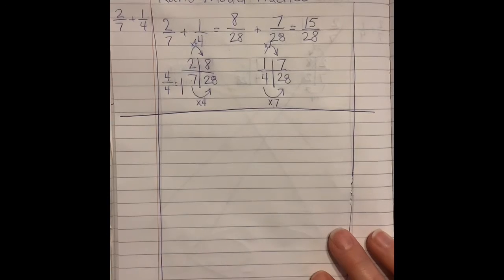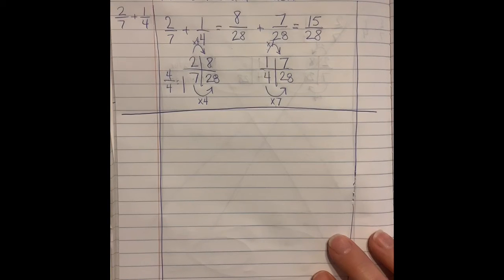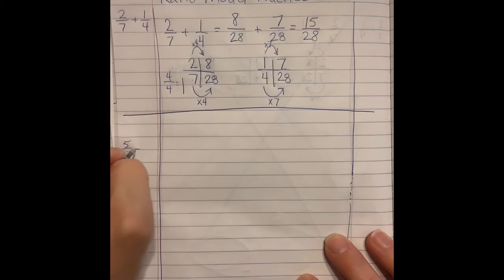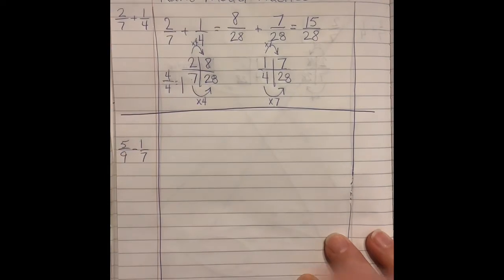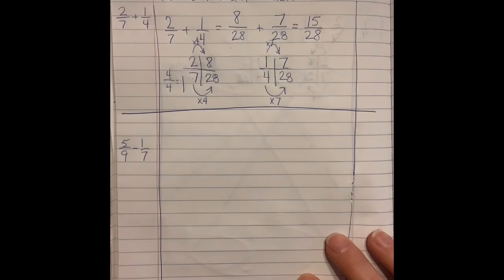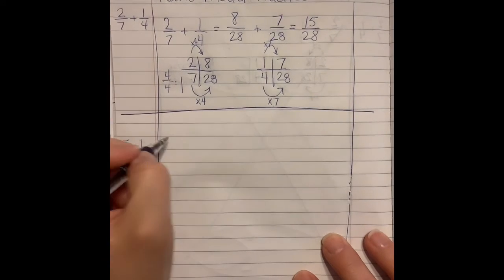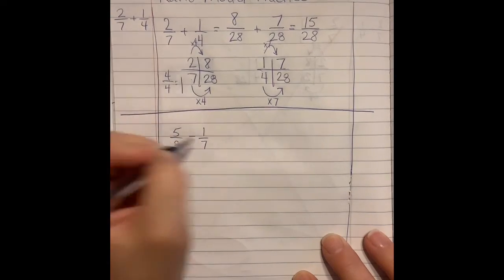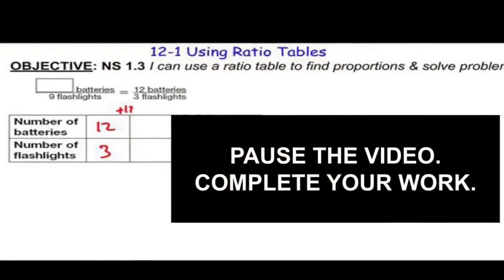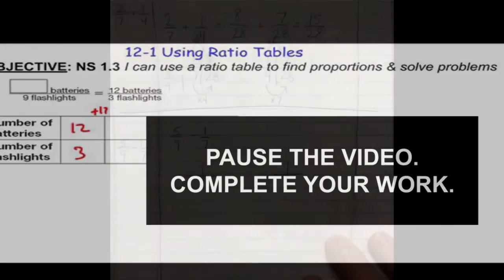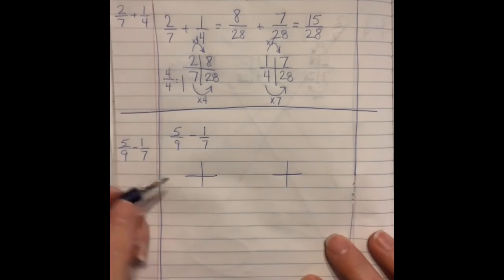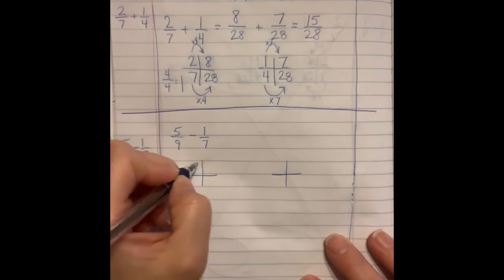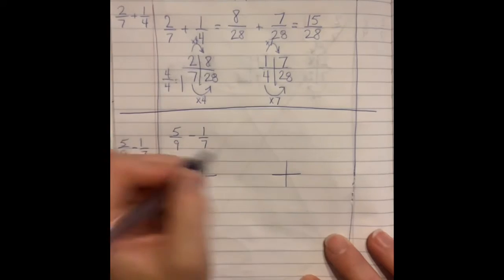A second problem, which I'm going to let you practice too, is going to be 5/9 take away 1/7. So the first thing you're going to do, obviously, is rewrite the problem. So now that you've completed your own work, we're going to do it together to make sure that you have it. The first thing we did is fill in our t-charts.